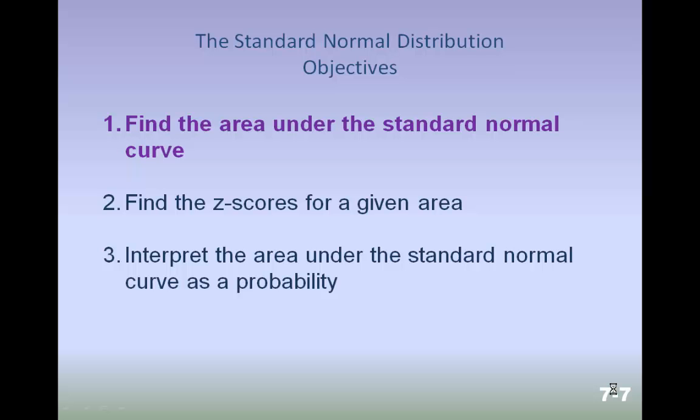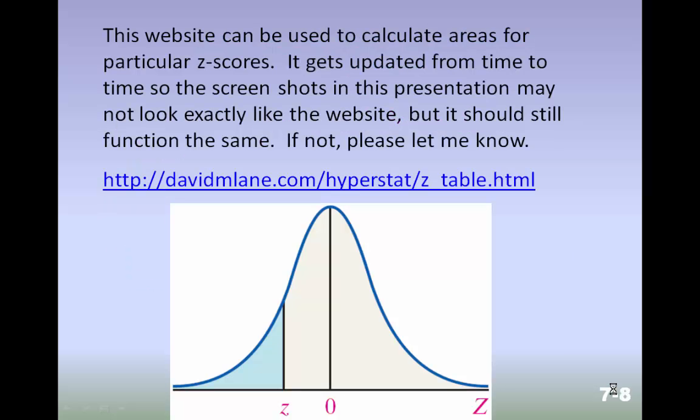So let's look at finding the area under the standard normal curve. This is a website that you can use to calculate areas for particular z-scores. It gets updated from time to time, so the screenshots in this presentation may not look exactly like the website, but it should still function the same. If not, please let me know.